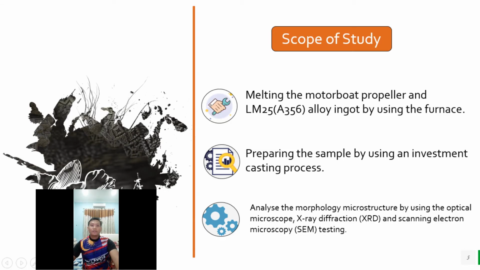Next, the scope of study is melting the motorboat propeller and LM35 alloy ingot by using the furnace. Secondly, preparing the sample by using an investment casting process. And lastly, analyzing the morphologic microstructure by using the optical microscope, X-ray diffraction, and scanning electron microscopy testing.